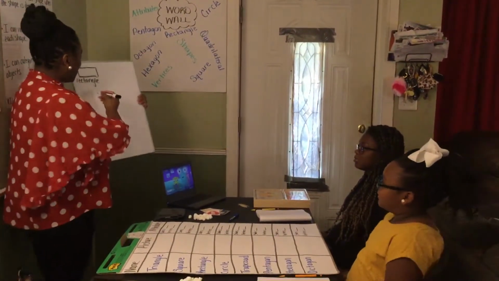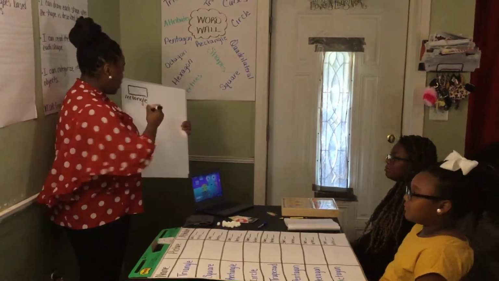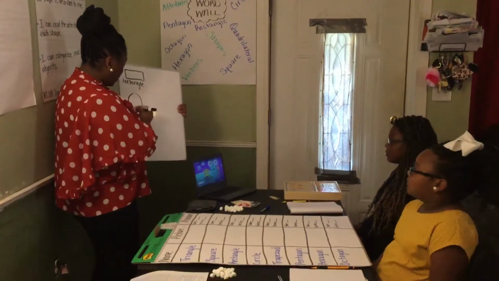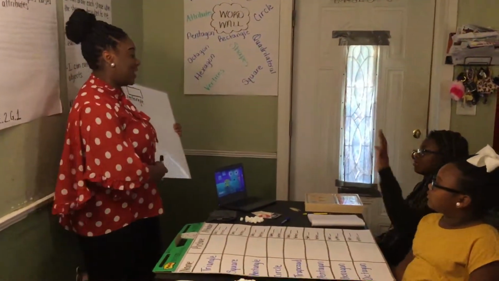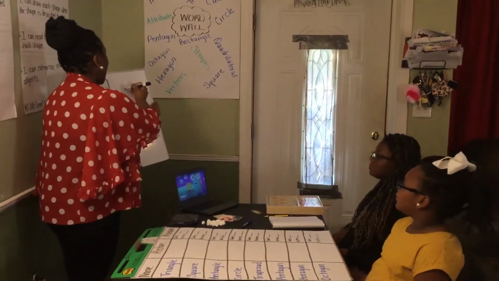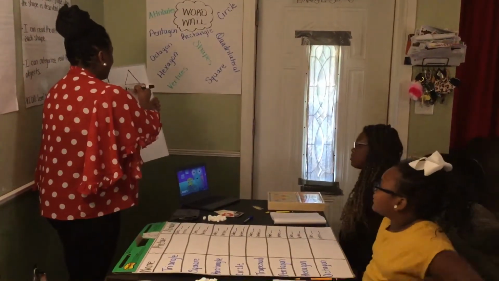All right, what other shape did the video talk about? Circle. Circle. Now, does a circle have sides? No. No, a circle doesn't have sides. So we're going to draw a circle. Repeat, circle. Circle. What's another shape the video talked about? Triangle. Triangle. Now, how many sides did a triangle have? Three. Three. Oh my gosh, y'all are brilliant.